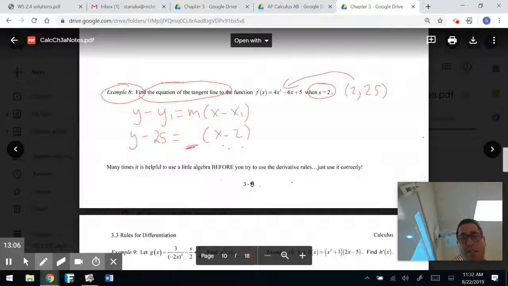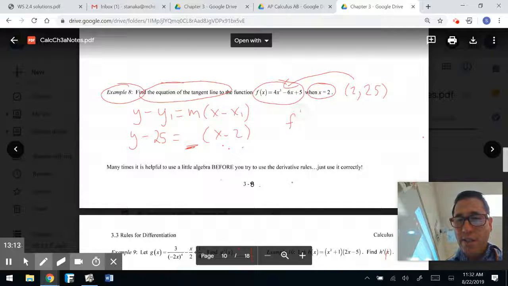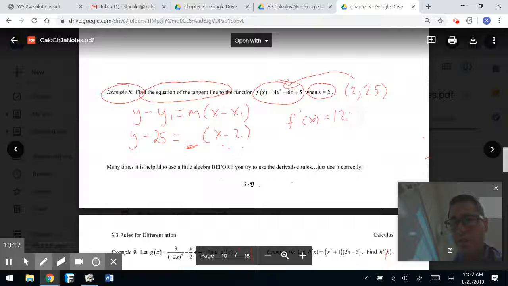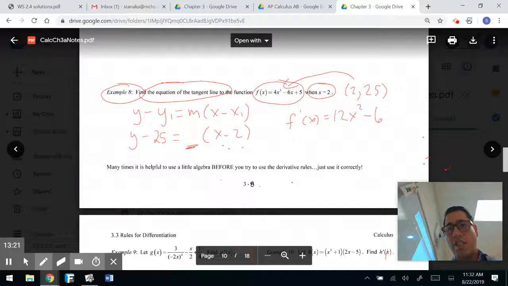Well, it's the tangent line. What does that mean? Tangent line means, hey, I've got to find the derivative. So let's find the derivative of that bad boy. And yes, it's all just a power rule. Drop that 3. We got a 12. Subtract 1. That'd be x squared minus 6. And that 5 becomes a 0.